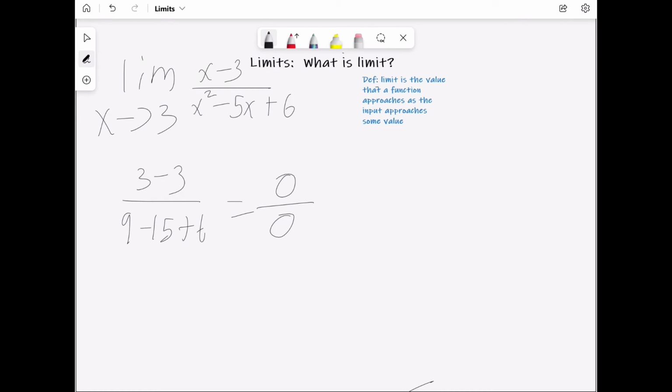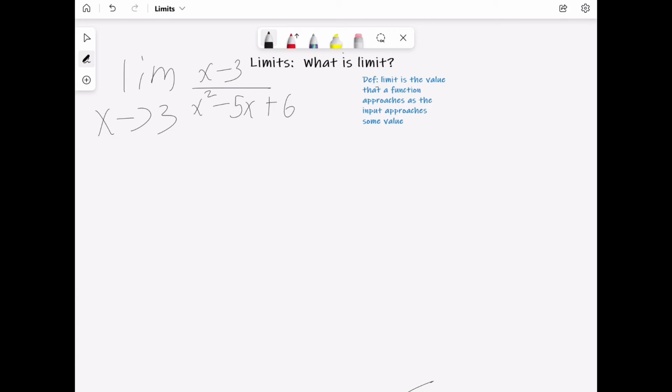That's not a good answer, right? That's undefined. We can't really do that. So let's just factor it out. Let's factor and see what happens. So let's factor x minus 3 over x squared minus 5x plus 6, right?